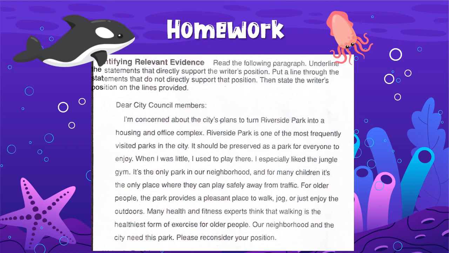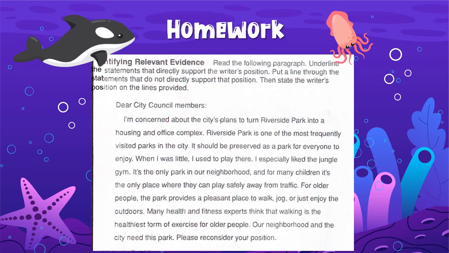Now you can't see the lines provided in this photo, but you should be able to see it on your paper. So that means that you need to read through this paragraph, this letter. You need to decide what is the writer's position, what is their opinion about this topic. Then you need to go through the paragraph and underline the statements that directly support their position, that directly give evidence of why they have this opinion. Then draw a line through the words that do not directly support that position, that don't give evidence. So let's read through the paragraph together.